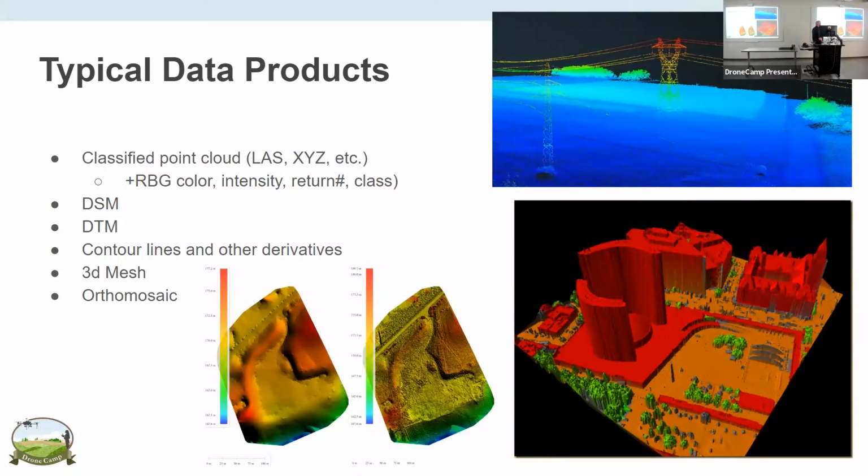We can get a digital surface model. We can get a digital terrain model by removing the stuff that's not the ground, if we have multiple returns, especially. We can get 3D meshes, orthomosaics. So we get all the products that we get normally from photogrammetry plus a few.